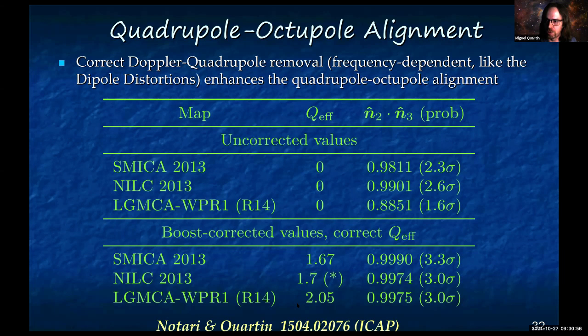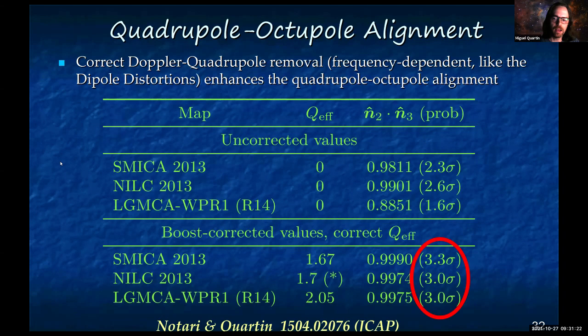When you do that, the alignment, which goes from 1.6 to 2.6 sigma in different maps, they all go to 3 to 3.3 sigma. So the agreement between different maps is much better, which shows you that you're doing something right, because the maps should agree. They should not go all over the place. They should be measuring the same primordial data, and the significance went up by correcting this spurious effect, which is interesting.